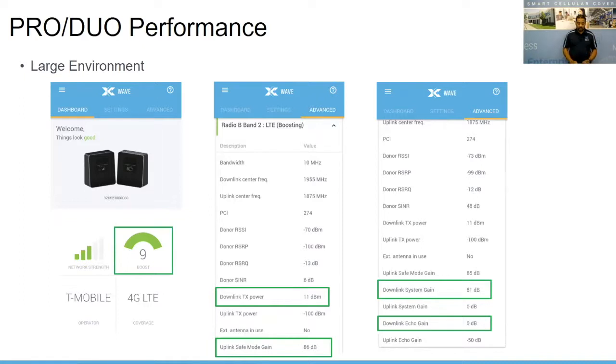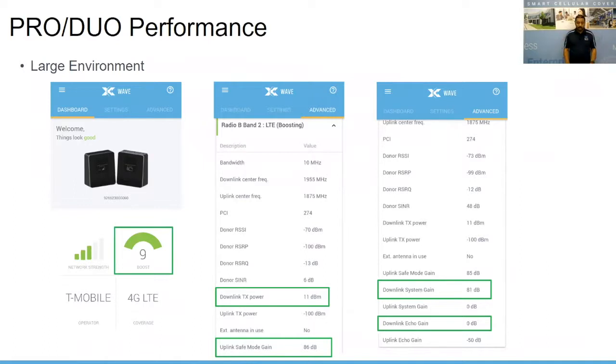So on the middle column, we can see our radio parameters. For this particular example, we were on a 10 megahertz LTE channel on the 1900 megahertz band, that's band 2. We have all of our PCI information. We also have the donor received signal information. So we can see our RSSI is at -70. We have a good SINR, so they should have a good strong LTE service. So I just want to point out on that middle column, the downlink power is at 11 dB. So for a 10 megahertz channel, we're approaching the max transmit level.